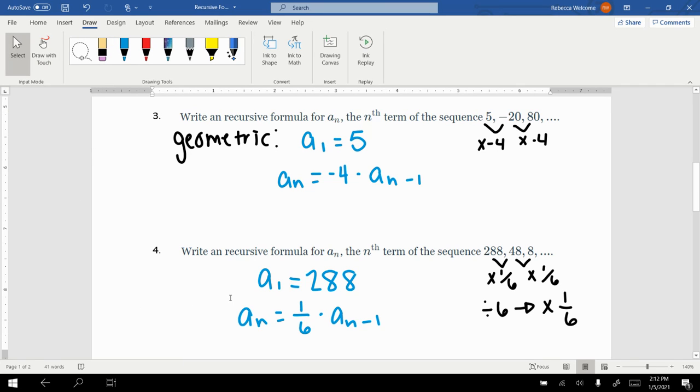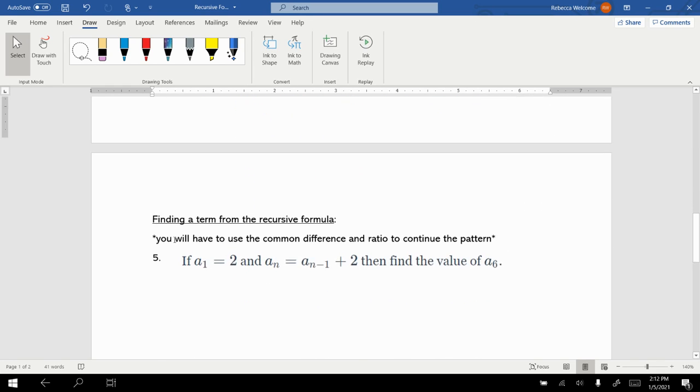Okay, so those are all just setting up the formula. And now I'm going to show you how to use these to find a certain term. Okay.